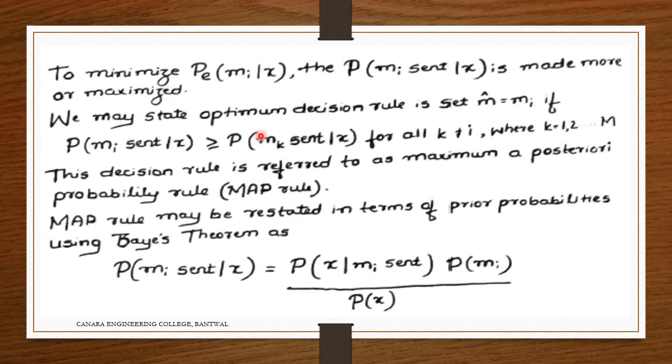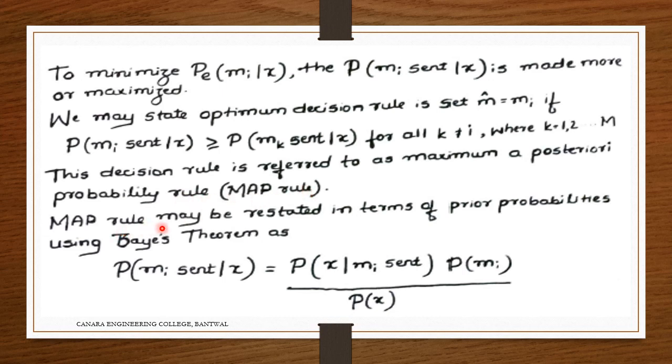We may state the optimum decision rule as: set m cap equals mi if probability of mi sent given x is greater than or equal to probability of mk sent given x for all k not equal to i, where k equals 1, 2, and so on up to capital M. This decision rule is referred to as the maximum a posteriori probability rule. In short, we call it the MAP rule.